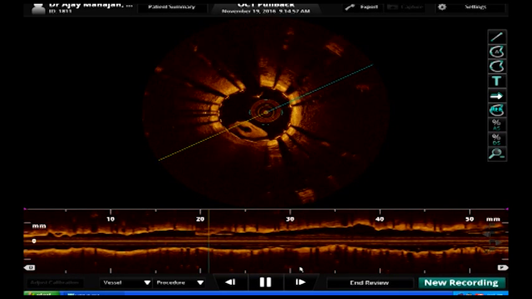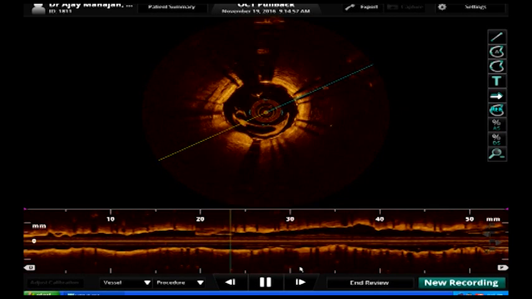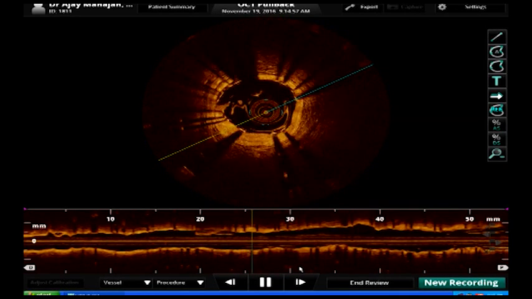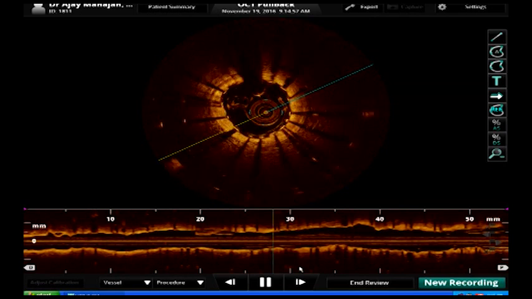So you have a choice. You don't want to use IVUS, you want to cut corners, you prolong the case. Or you want to go to the lounge and have a tea or coffee.